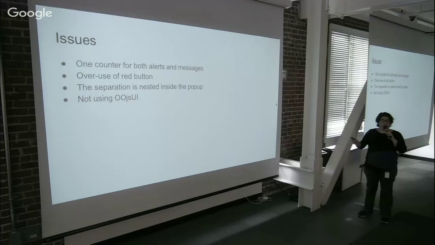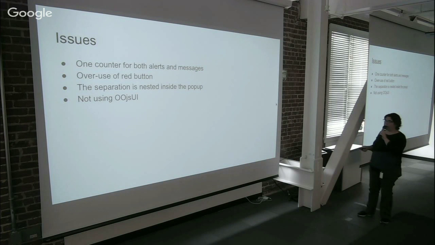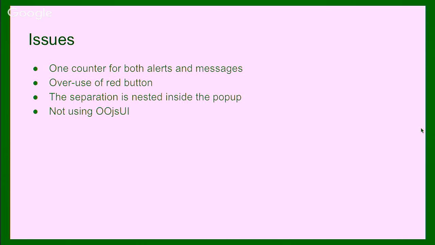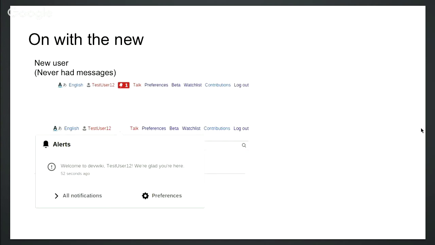There's an overuse of the red color, or the red button. We may have just a message on our talk page or on some conversation that we're part of, and it might not be urgent, and yet it will fly out as a red color. So that's another thing that we wanted to fix. And it's not using OOUI. With that, I mean that we're really losing out on existing features in a library that is supported. And when we're not using that library, we need to do a lot of continued maintenance and support. So out with the old and on with the new.